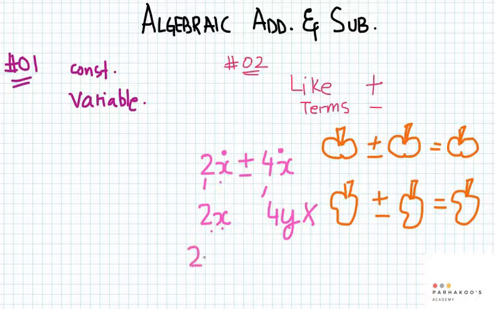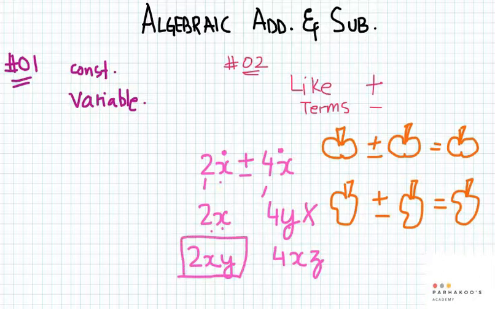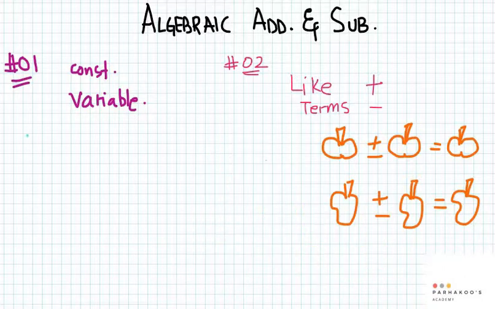Similarly, 2xy and another term 4xz. Now here in this we have this whole term, and in this we have x and y, and here we have x and z. So since this is x and y and this is x and z and they are two unlike terms, they cannot be added and cannot be subtracted from one another.